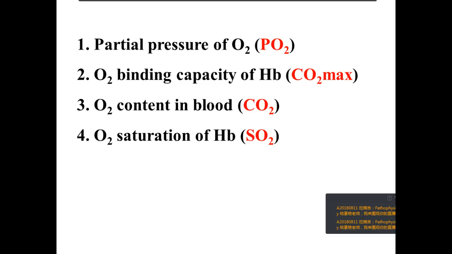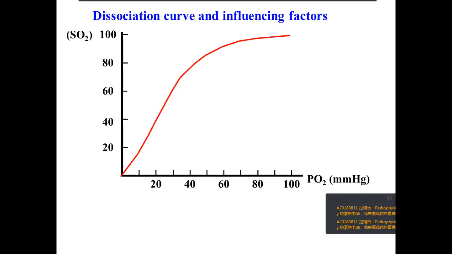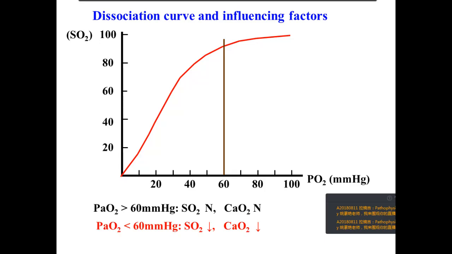The last parameter is oxygen saturation of hemoglobin, described by the dissociation curve. What can influence it? When partial pressure of oxygen is more than 60, saturation is normal, and oxygen content in arterial blood is normal. If partial pressure of oxygen is less than 60, saturation decreases, oxyhemoglobin decreases, so oxygen content also decreases.